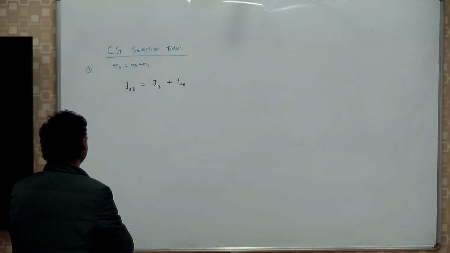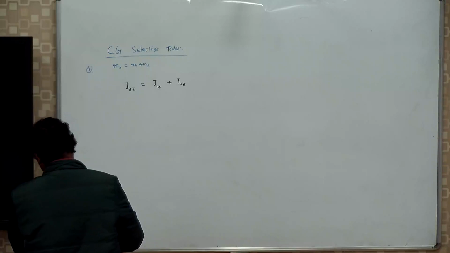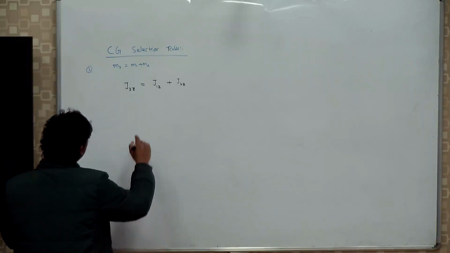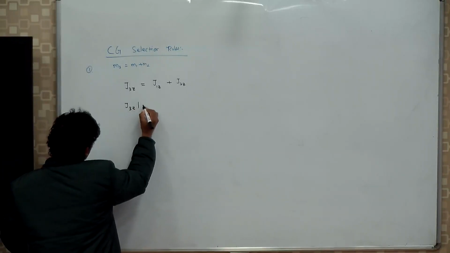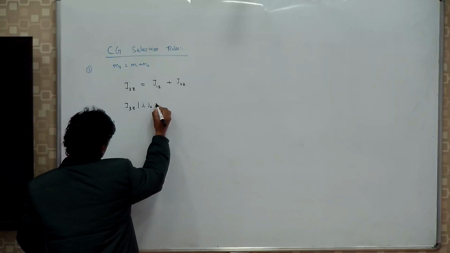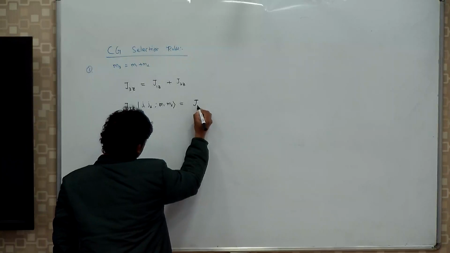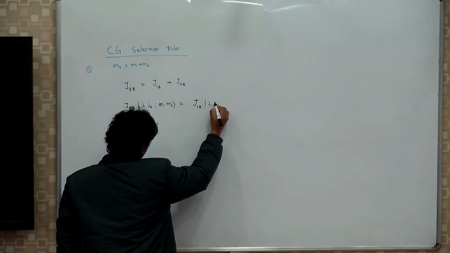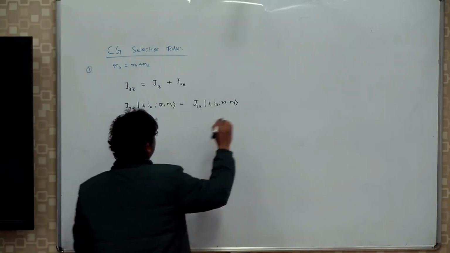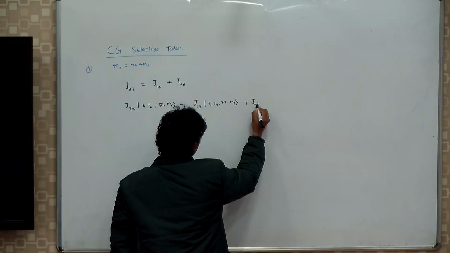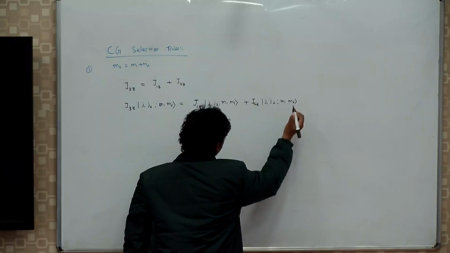Okay. Now take the state vector, the uncoupled state vector, on both sides. Take the uncoupled state vector. Okay. Then J3z |J1 J2 M1 M2⟩ is equal to J1z |J1 J2 M1 M2⟩, state vector on both sides, then plus J2z |J1 J2 M1 M2⟩.